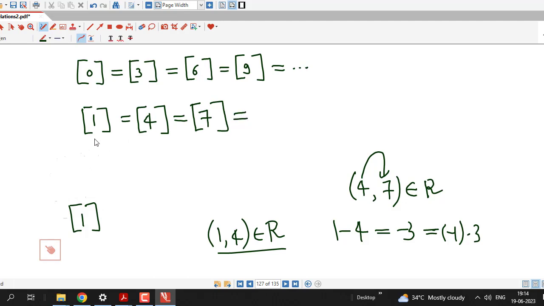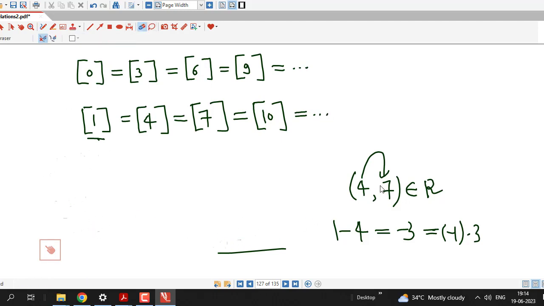So you can see the pattern here. If I add 3 to 1, I obtain 4. Then 4 plus 3 is 7. 7 plus 3 is 10, and so on. So all these equivalence classes are going to be the same.